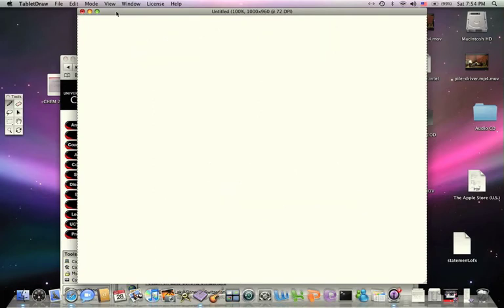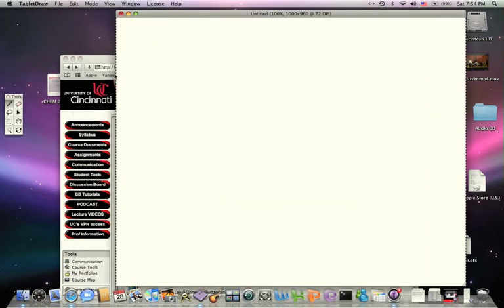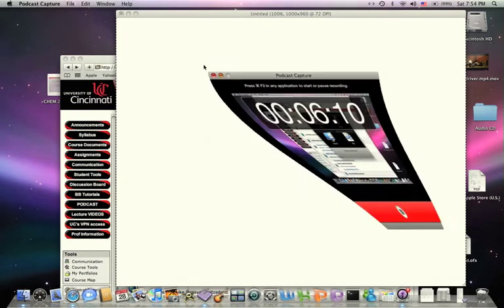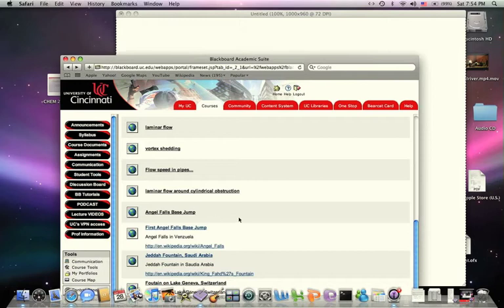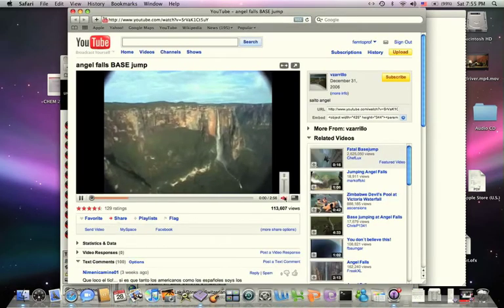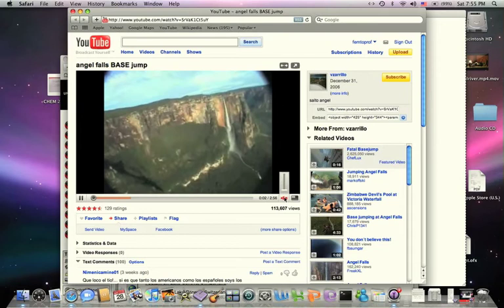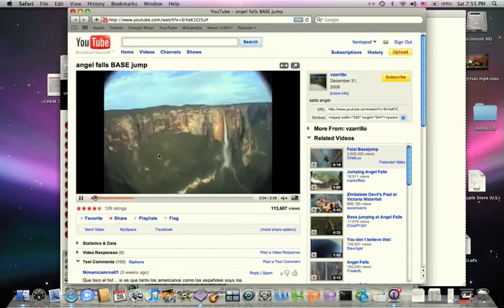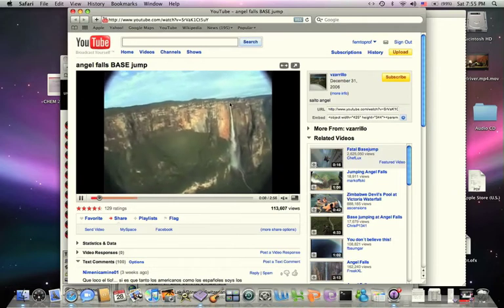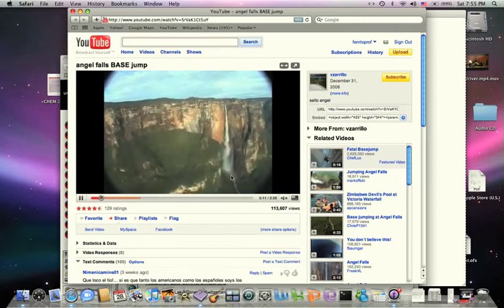Now, the other thing that you can do, let's double check the time. Yeah, we're doing okay. Is something simple. You could talk about the Angel Falls, which is here. It's the world's largest waterfall. It's 1,000 meters high. Essentially, the water's in free fall for almost 900 meters.